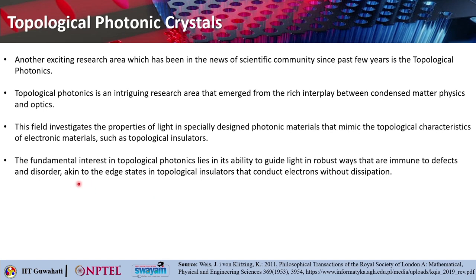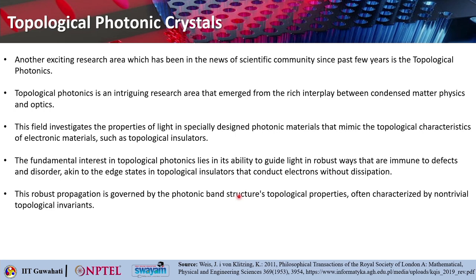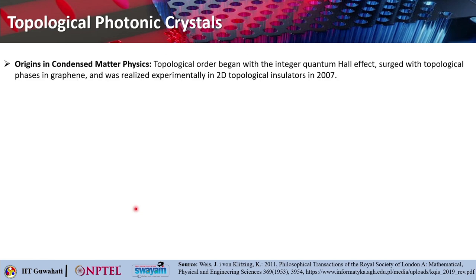Just like the edge modes that you can see in topological insulators, which conduct electrons without dissipation, meaning without scattering losses, here also you will be able to use topological photonic insulators for making different waveguiding structures where light can be guided without any loss. That is something very interesting. This robust propagation is governed by the photonic band structure's topological properties, often characterized by non-trivial topological invariants. We'll go into the details.